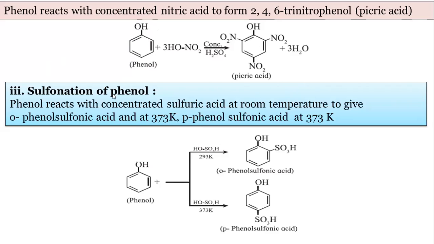So sulfonation is nothing but introduction of the SO3H group. See, the temperature conditions are different here: when the temperature is 293, we get the ortho product, and when the temperature is 373, we get the para product. Always para is major and ortho is minor due to steric hindrance. Then the next one is the Reimer-Tiemann reaction.